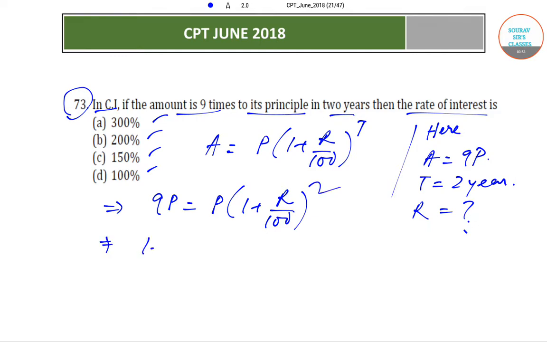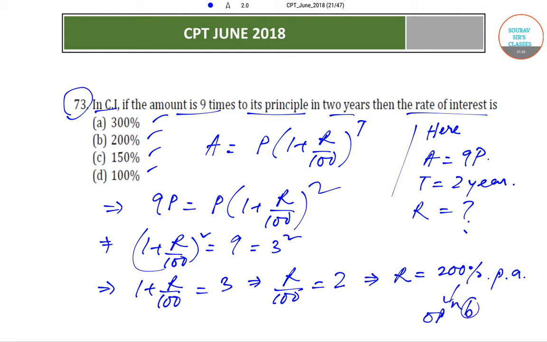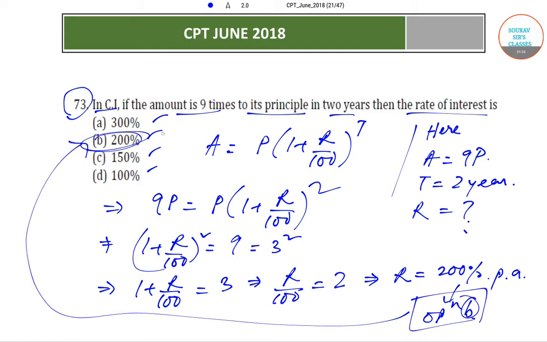So this gives that 1 plus R by 100 whole square is equal to 9, and 9 is equal to 3 square. So we can write that 1 plus R by 100 is equal to 3, and that gives that R by 100 is equal to 2, and that gives us that R is equal to 200% per annum. So this is option B. So option B over here is the correct option.